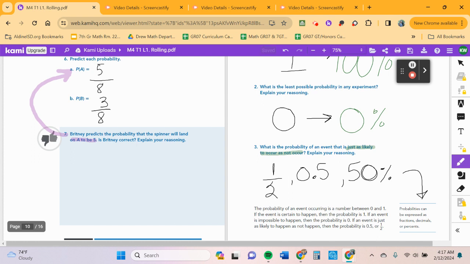All right, let's continue. The little blurb at the bottom says the probability of an event occurring is a number between 0 and 1. If the event is certain to happen, then the probability is 1. If an event is impossible to happen, then the probability is 0. If an event is just as likely to happen as not happen, then the probability is 0.5 or 5/10 or 1/2. Okay, let's continue.